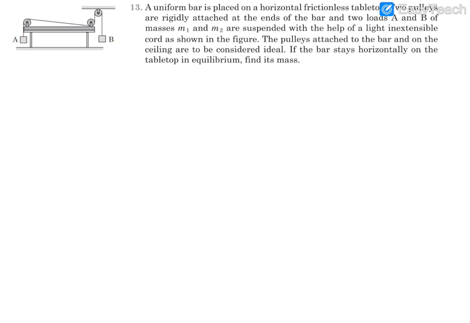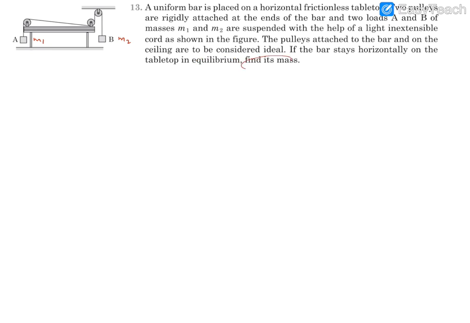This is load A, this is load B. Load A is of mass M1, load B is of mass M2. This is the bar, and the pulleys are attached as shown there. Light inextensible cords, so they are ideal things. The pulleys are attached to the bar and on the ceiling, so they are ideal pulleys as well. It says the bar stays horizontal on the tabletop in equilibrium.